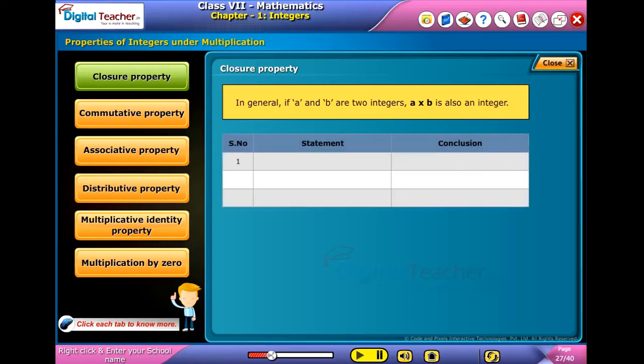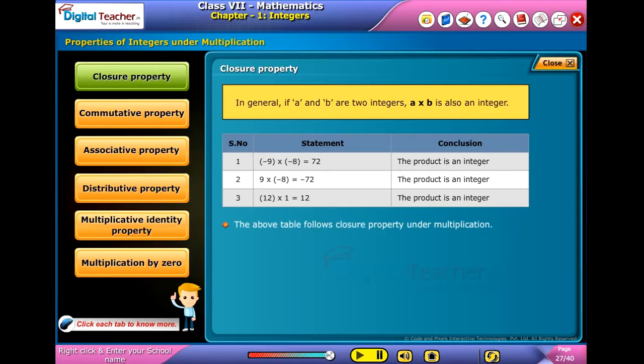In the first statement, minus 9 into minus 8 is equal to 72. It concludes that the product is an integer. In the third statement, 12 into 1 is equal to 12. It concludes that the product is an integer. Therefore, the above table follows closure property under multiplication.